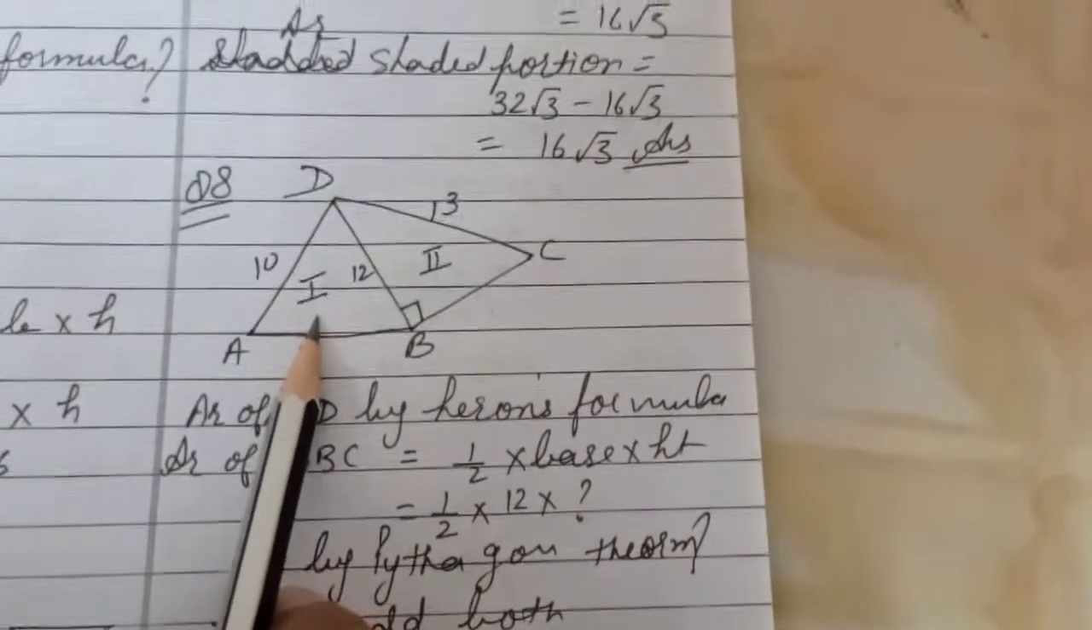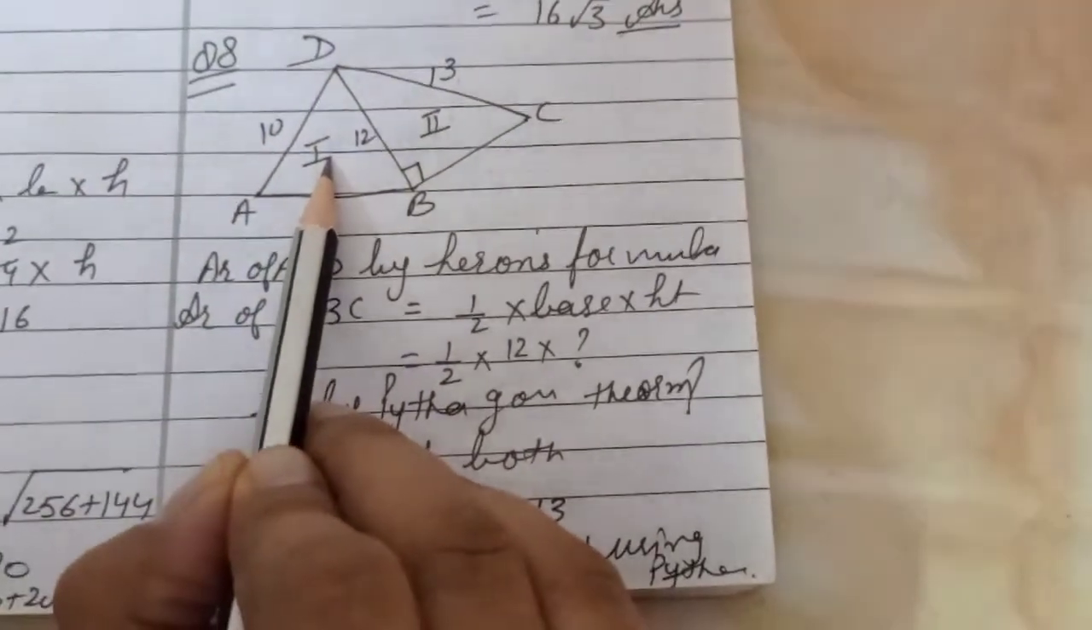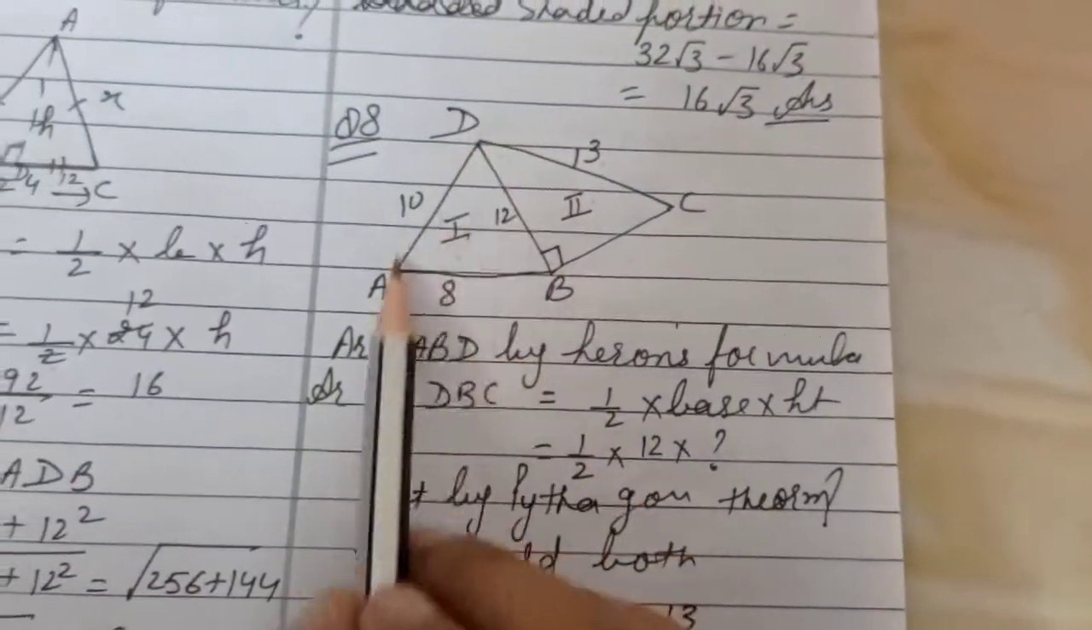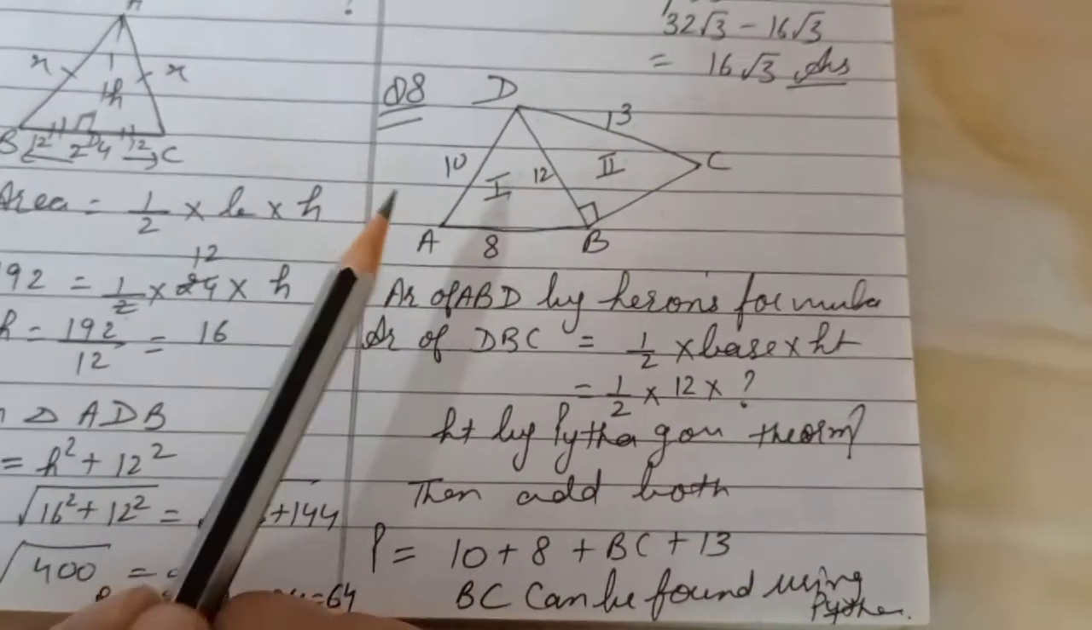So this area will get, this area also will get, then we will add both the areas. That will be the area of the quadrilateral. Clear? Now we have to find out the perimeter of the quadrilateral, and you know that perimeter is the outer boundary.